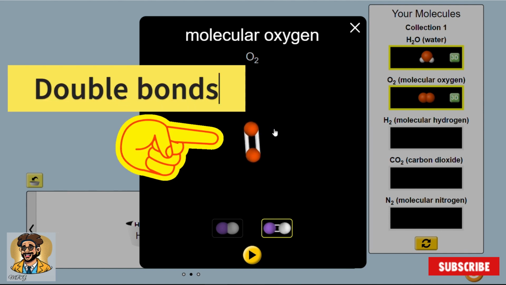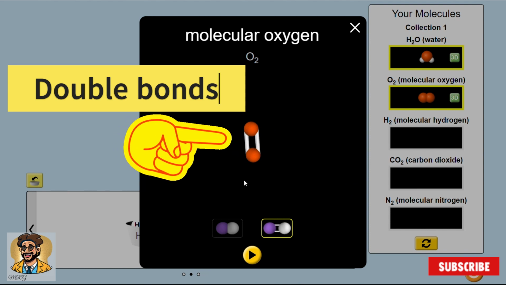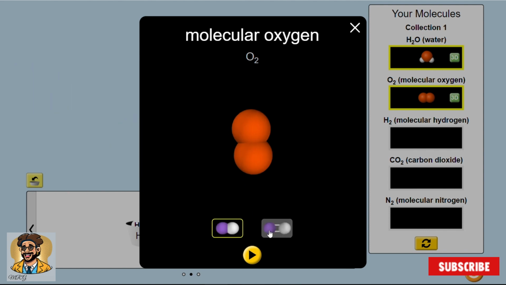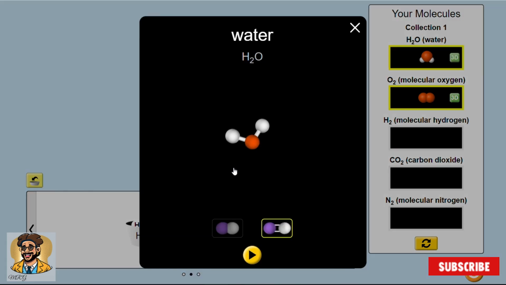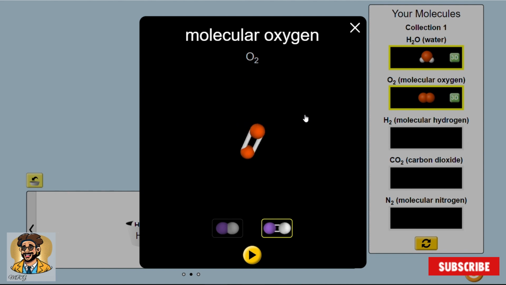If we look carefully here, we can see the 2 forces that keep this molecule together. In this case, we have a double bond. The molecule looks like this, but if we represent the bonds, there it is. I want you to notice in the previous one you have only 1 bond that keeps the hydrogen attached to the oxygen. However, in oxygen you have 2 bonds that keep the 2 atoms together, as you can see there.